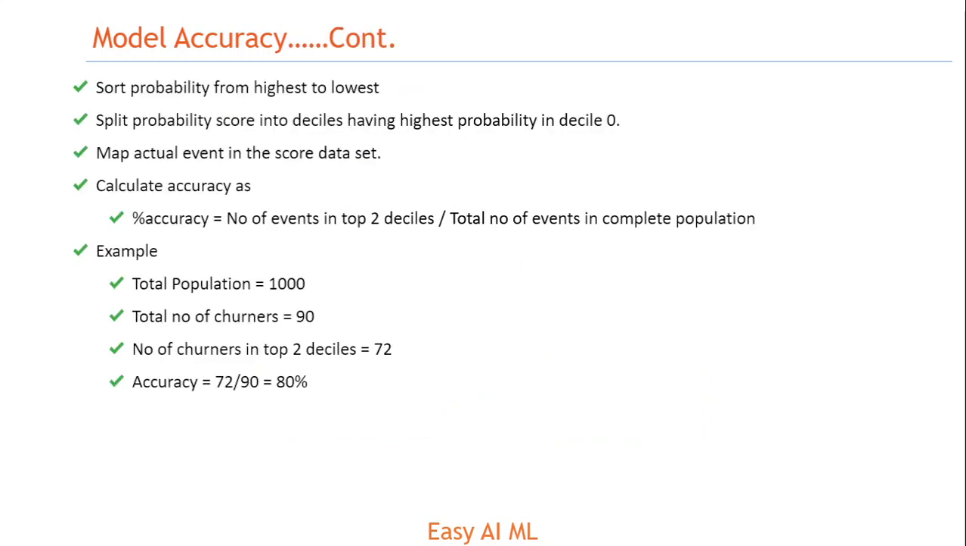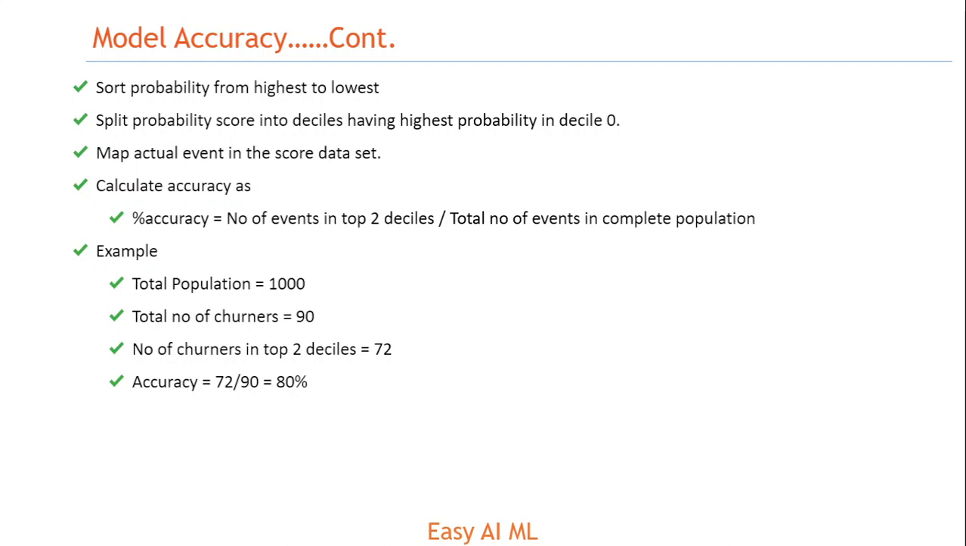So we can sort the probability score from highest to lowest, and split the probability score into deciles. Highest probability in decile 0, map the actual events in the score dataset, and calculate the percent accuracy as the number of events in the top 2 deciles divided by the total number of events in the complete population. So if it is more than 80%, that's a good model.